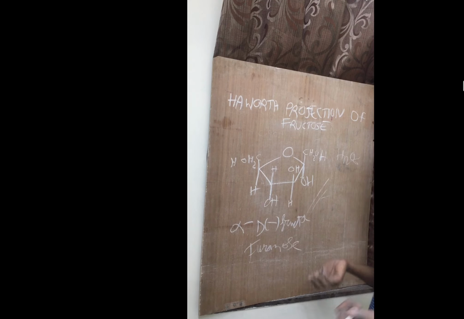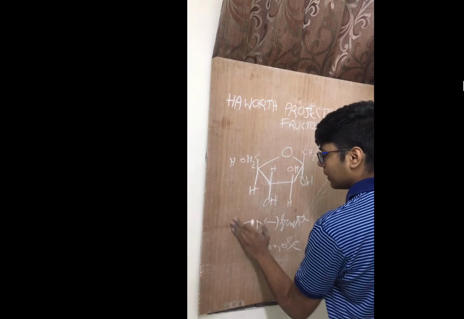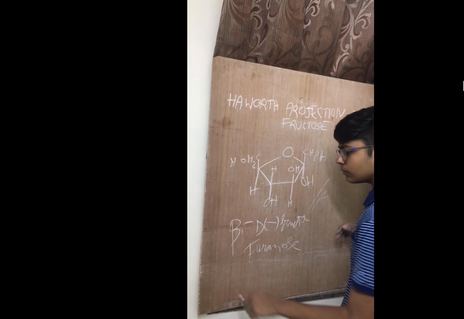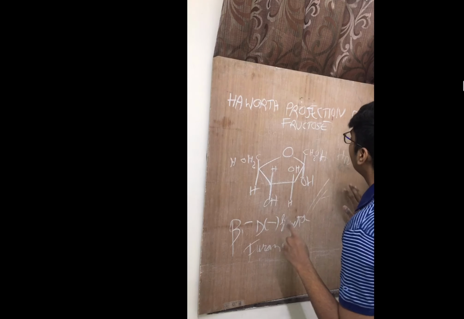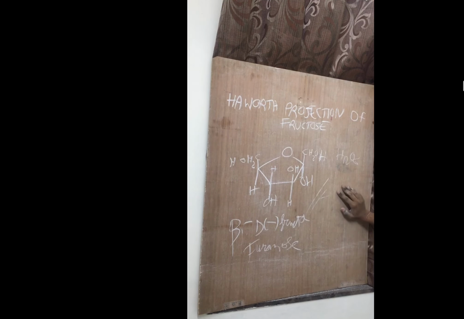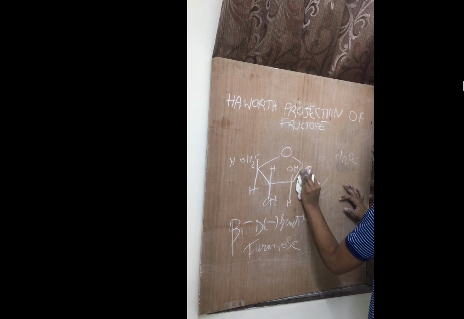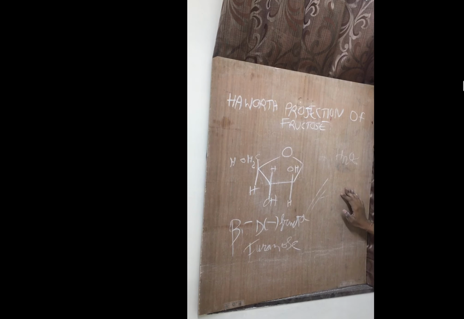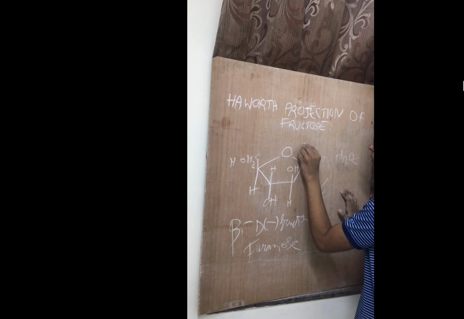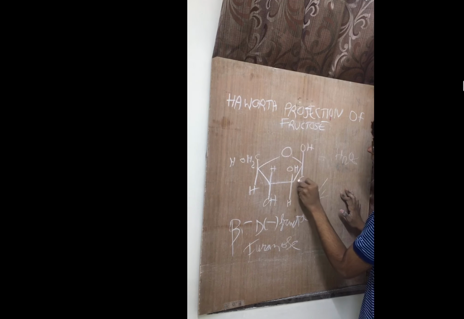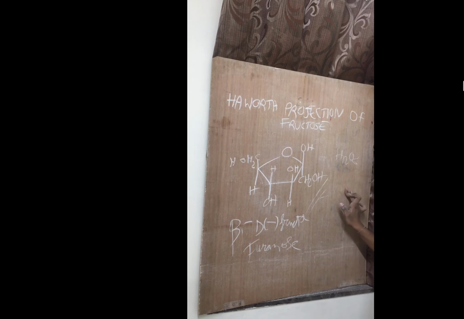Now you will say, what is beta? Do not do it like this, right? Now if you make it beta, you don't have to do anything else, just flip this, okay? Here will come OH and here will come CH2OH. Simple, right? This is nothing but beta D minus fructofuranose.